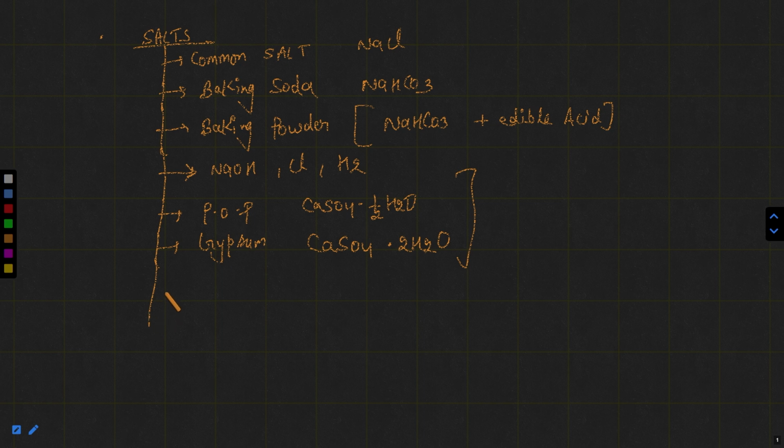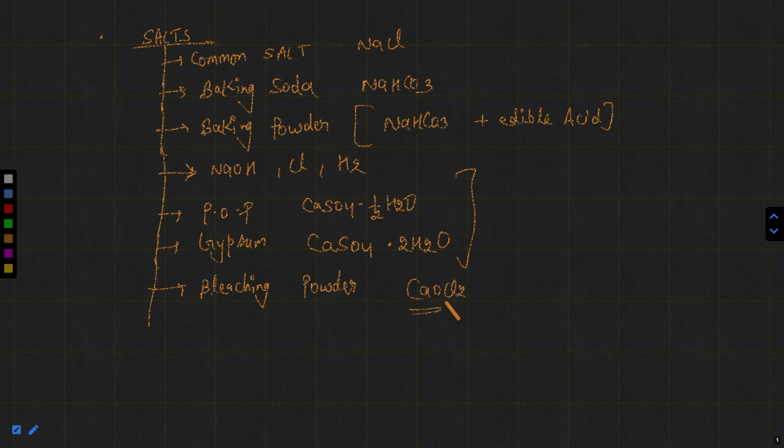And one more salt we had discussed before gypsum, before POP. After baking soda, we had discussed bleaching powder as well, which is nothing but calcium oxychloride. So these are some salts.